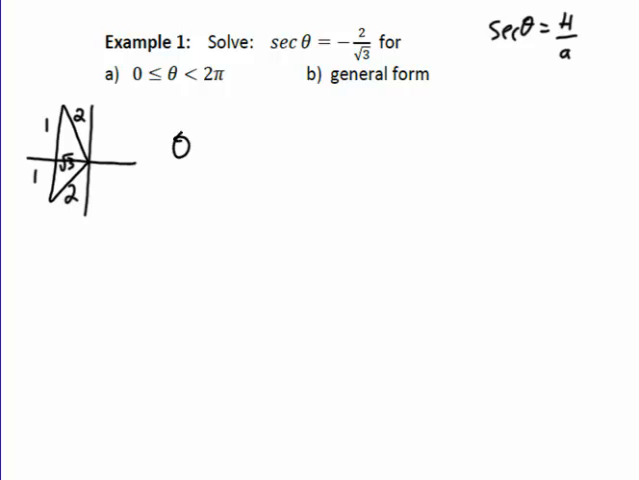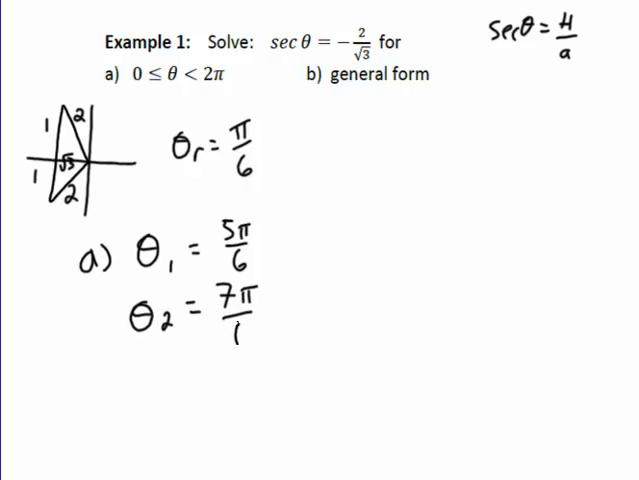Now, that's helpful because now we know our reference angle, and the reference angle in this case would be pi over 6. Once we have that reference angle, we can find whatever the angles will be. So for part A, our theta values, and we can call them theta 1, is in standard position 5 pi over 6. And our other angle, in standard position, is 7 pi over 6. And that's part A, no different than what we've done already, finding those angles. Well, what about part B? We want to write this in general form.